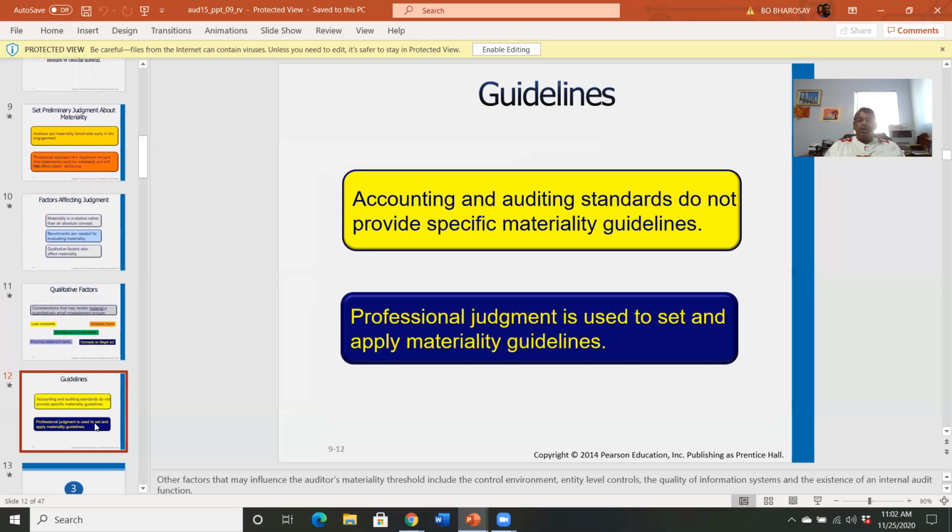Guidelines. Accounting and auditing standards do not provide specific materiality guidelines. So where do we get these guidelines from? It's based on professional judgment. How do we come to this professional judgment? By making judgment calls over and over and over.